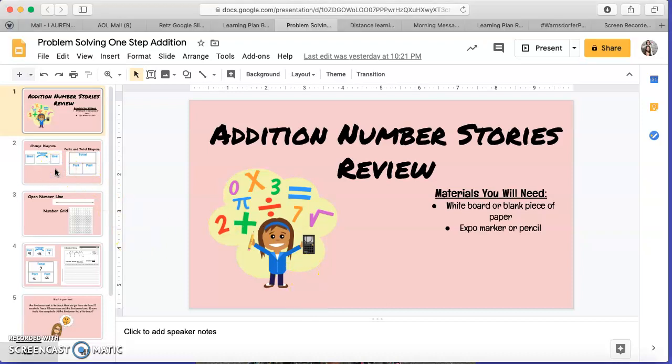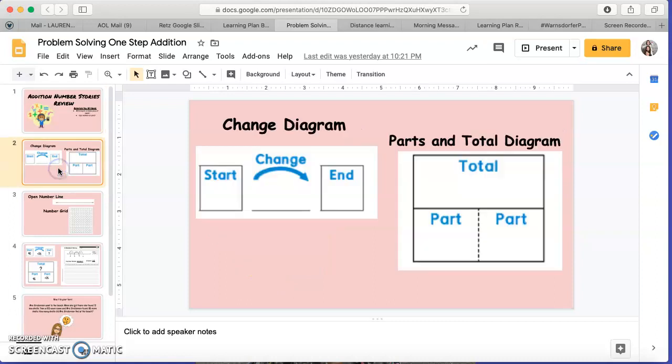So before we start a story, I'm going to review the change diagram. We have our start, we have our change, and we have our end. We have a parts and total diagram where the total goes at the top and a part and part goes on the bottom. Remember, when we plug in our numbers, we plug in the numbers that we know, and we use a question mark for the number we are trying to figure out.